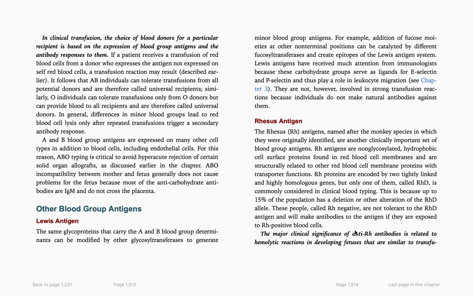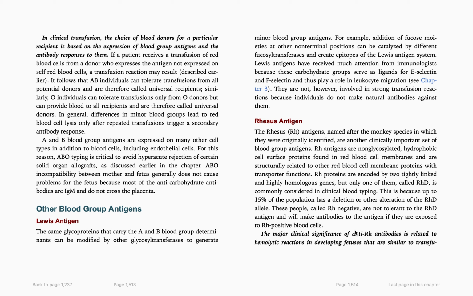The rhesus, or Rh, antigens, named after a monkey species in which they were originally identified, are another clinically important set of blood group antigens. Rhesus antigens are non-glycosylated hydrophobic cell surface proteins found in red blood cell membranes and are structurally related to other red blood cell membrane proteins with transporter functions. Rhesus proteins are encoded by two tightly linked and highly homologous genes, but only one of them, called RHD, is commonly considered in clinical blood typing.